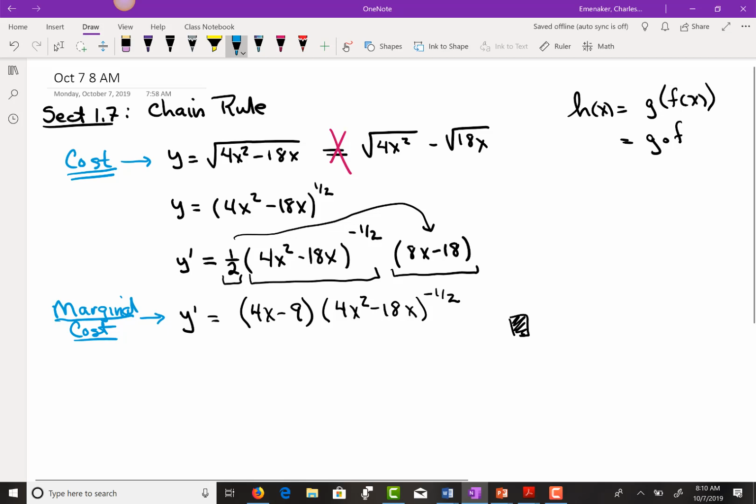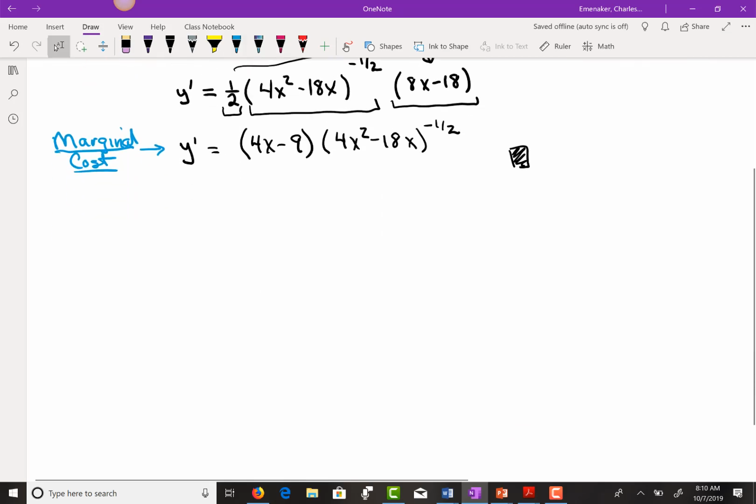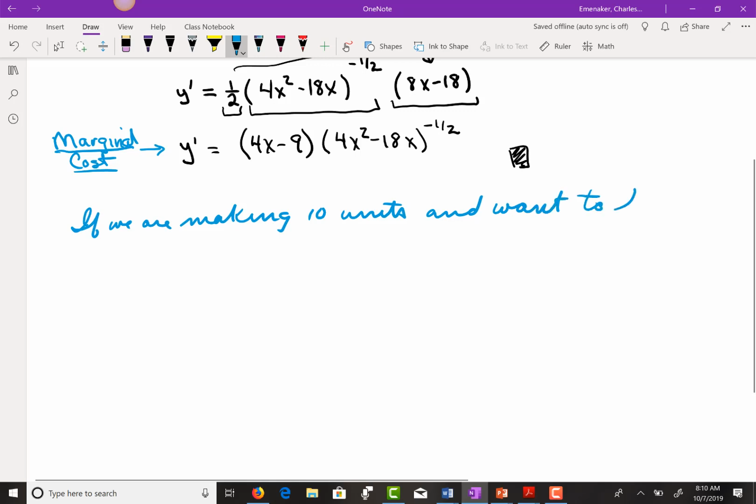And you've got to be careful. Okay? If we're making 10 units and want to know the cost to make an 11th unit. Does it make sense what's going on here?